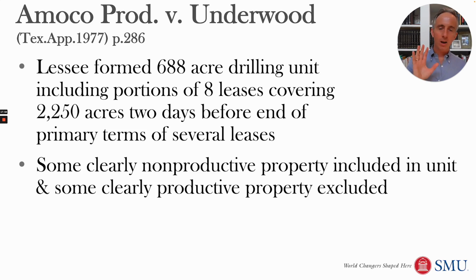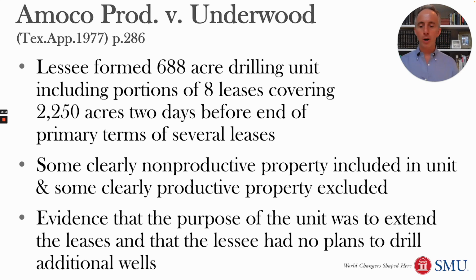So other things that were a little sketchy about this, there's some clearly non-productive property included in the unit. So like, why are you bothering pooling in this land if it doesn't have oil and gas on it? And then there is some oil and gas productive property that's excluded from the unit. So it seems unfair that they're not receiving an allocation of production.